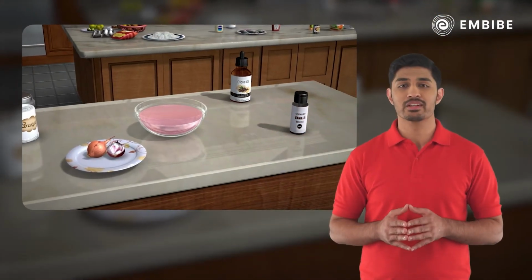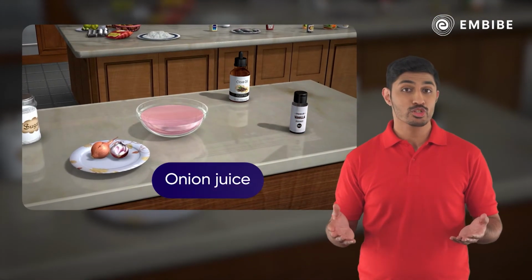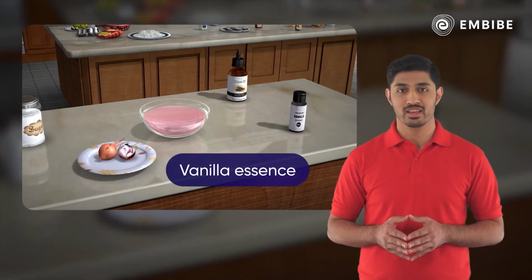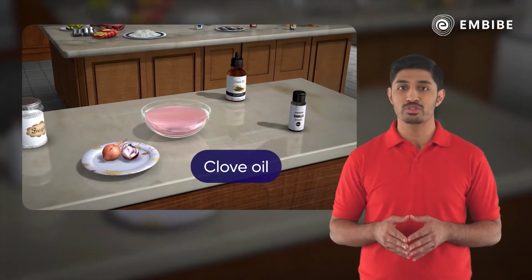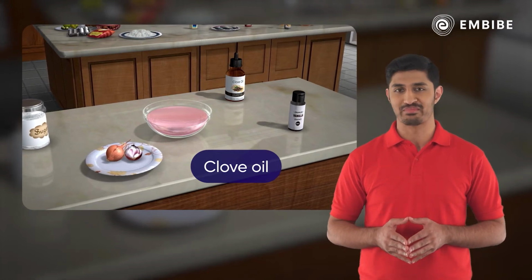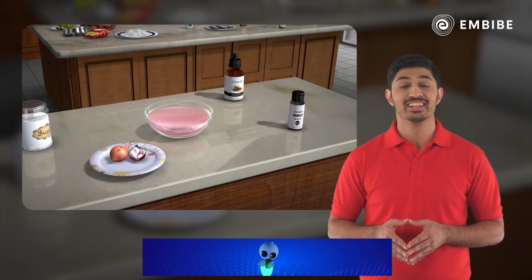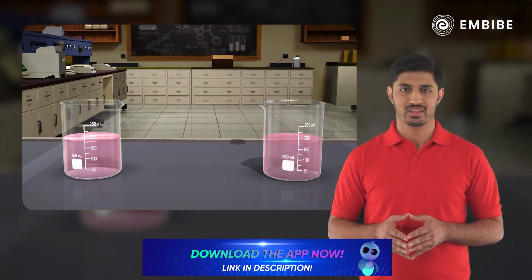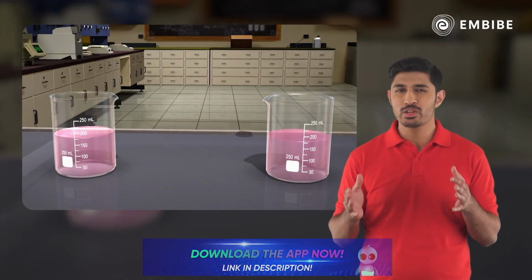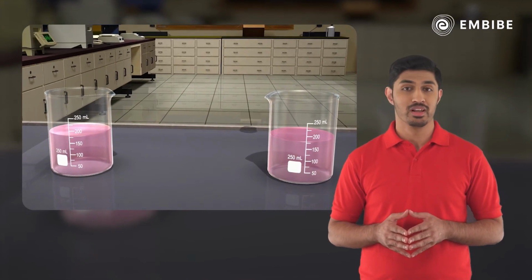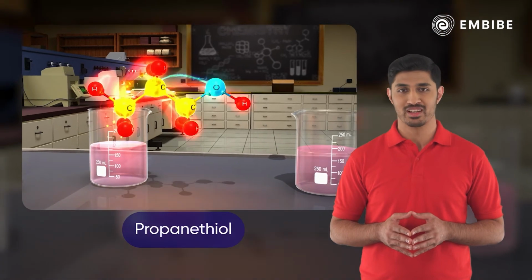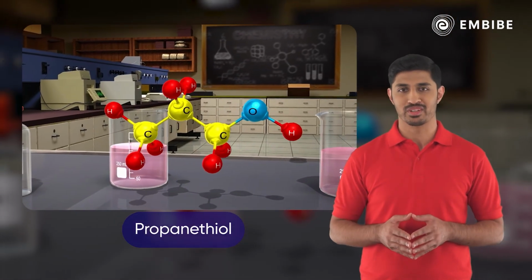Indicators are found abundantly around us. Onion juice, along with other household items like vanilla essence and clove oil, can also be used to find the nature of a medium. Surprised? Let us find out. Let's take some onion juice in 2 beakers. We are all aware of the peculiar smell of this juice. Well, this smell is attributed to the presence of propanethiol, a slightly acidic compound.